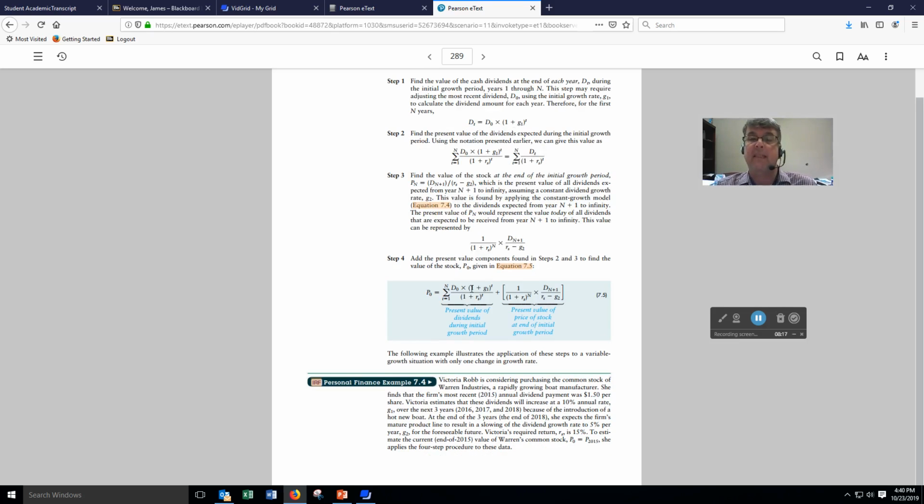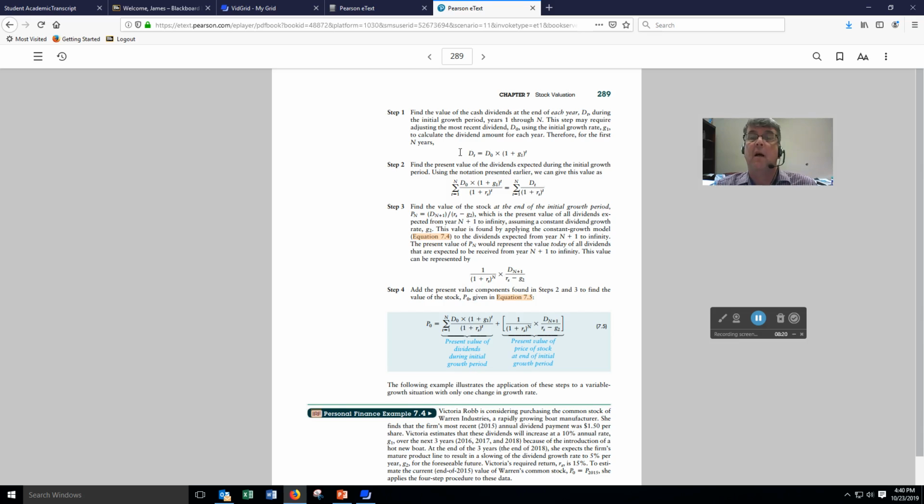And then the last step is we're going to add the present value of the dividends in that initial growth period, years 1 through 5, to the value of those dividends discounted from year 5 for the second period. This is not hard. Don't sit there and say, oh my gosh, look at all those equations. You've done all of this on your assignments and the problems. It's just keeping it straight and ordered in your head.